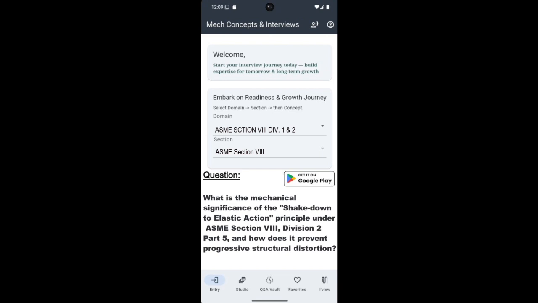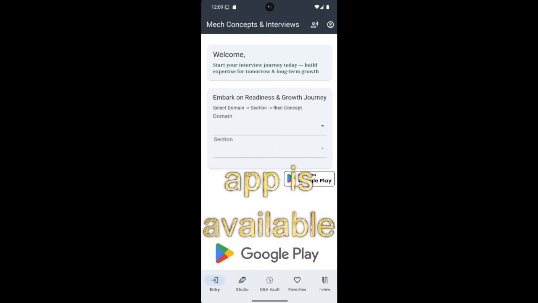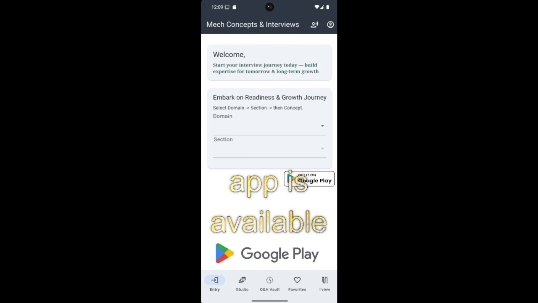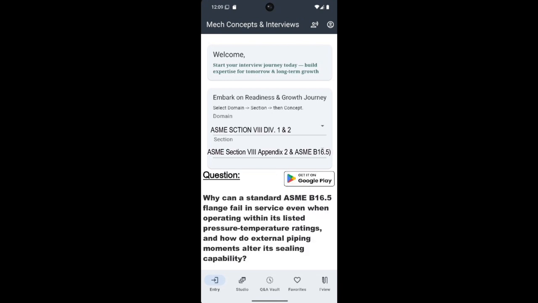without a pipe attached to it. Let us scale up from the isolated vessel to the macro system. For the next technical inquiry, why can a standard ASME B16.5 flange fail catastrophically in service, spilling hydrocarbons even when operating completely within its listed pressure temperature ratings?